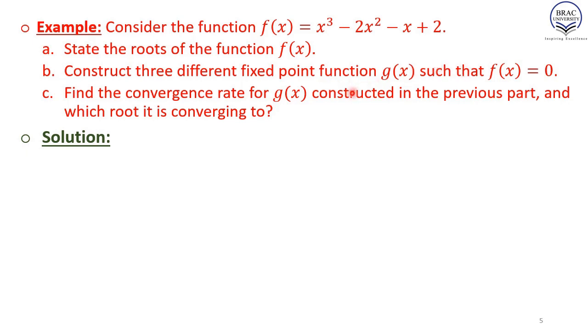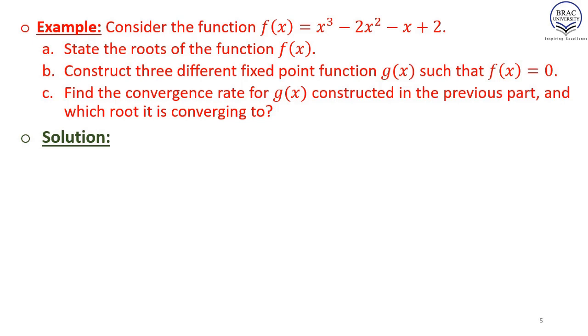That means constructed in the previous part. In this part B we construct three different forms of g of x, and for each form we need to compute the convergence rate. Remember, convergence rate is the lambda that we are going to compute, and then if it is converging, we need to figure out which root it is converging to with respect to the answer in question A. If it diverges, there is no solution, that is out of the question. So I hope the question is clear.